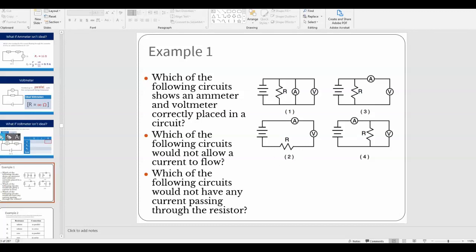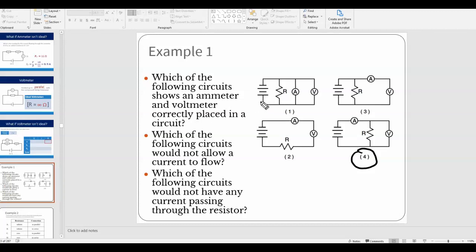All right, so the answer to this question is 4. Each of these circuits, besides 4, has severe issues with it. We're assuming that this is an ideal ammeter and an ideal voltmeter. So here are my issues.